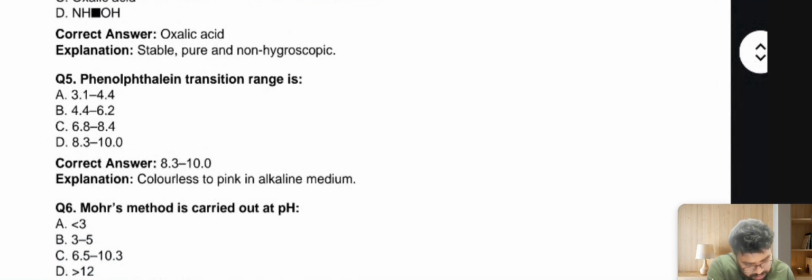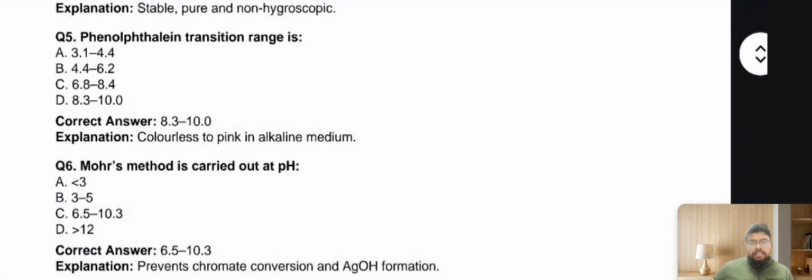Mohr method. Mohr method is carried out at which pH? Option A, less than 3. Option B, 3 to 5. Option C, 6.5 to 10.3. Option D, more than 12. So let's see the correct answer. The correct answer is 6.5 to 10.3.